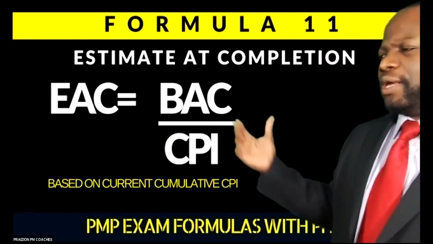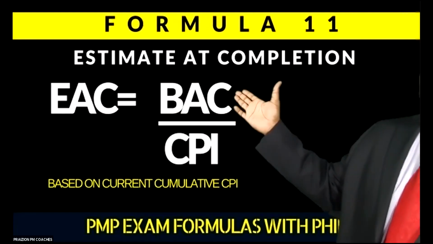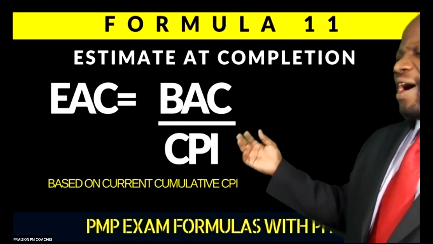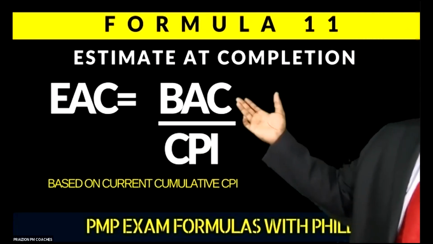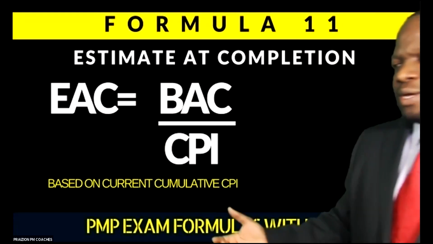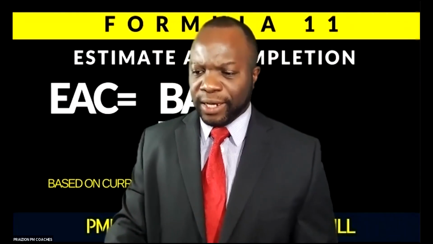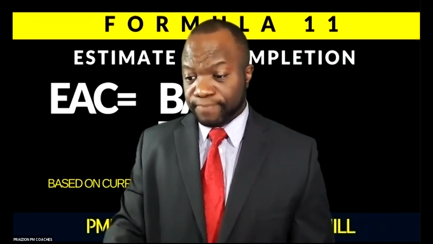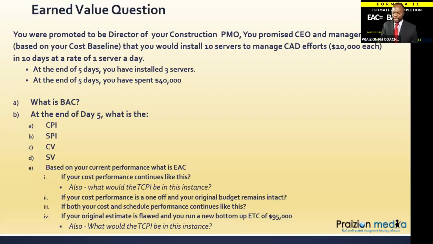So always think about these things in common sense terms. If my BAC is 50 and my CPI is 0.5, that means I'm only doing half as good cost-wise. So I'm obviously going to have to do double the budget. So that means my EAC, by the time I'm done, I would have spent double the budget. You see, that's how you need to convert this stuff into real world ideas. And when you do that, it will become a lot easier. Okay. And that is back to our question on EAC.